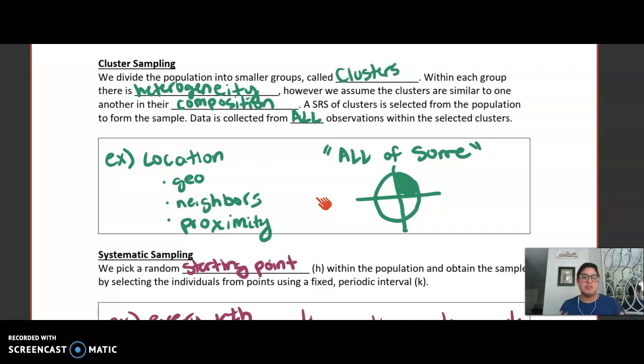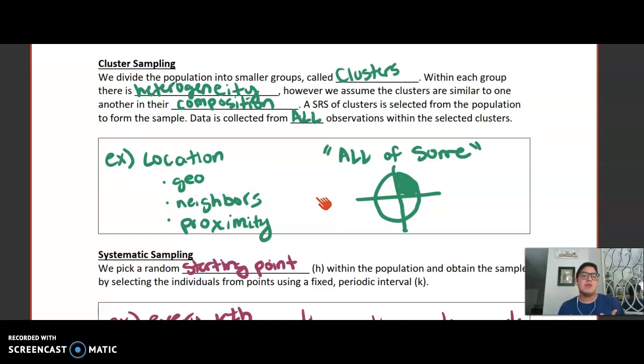So you can actually select multiple clusters or just one cluster. And typically this one's done by location, meaning something geographic, like I'm only going to sample the eastern states or the western states. Maybe this is like neighborhoods. I'm only going to sample Fulshire and Humble. Or maybe this is proximity. Maybe I'm going to sample the Heights, but then I'll sample like I-10, downtown, Allen Parkway area, etc. So it's usually based on some type of location where you're sampling.